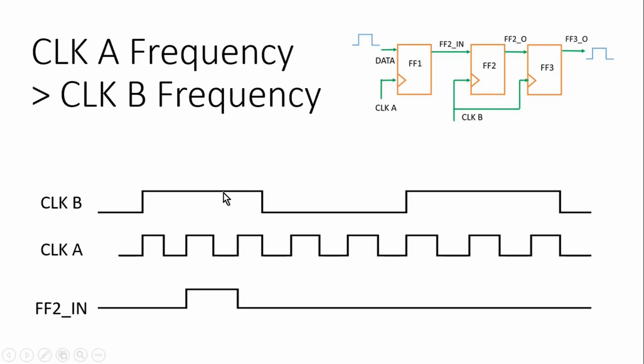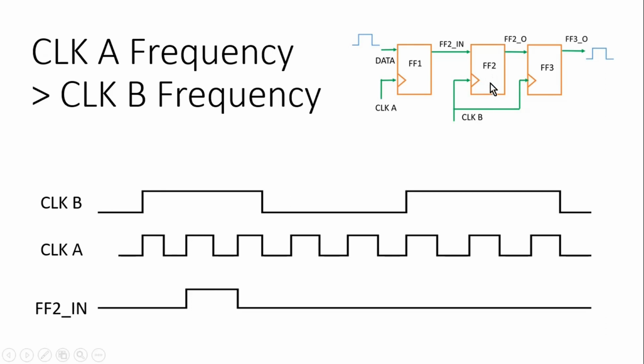Here I have drawn a timing diagram. This is clock B. Its frequency is very low with respect to clock A frequency. As we know, we are feeding this pulse to this data signal, which is input to flip-flop 1, and on the positive edge of this clock A we will get this pulse at the output of flip-flop 1, which is nothing but FF2_in. So here I am displaying this pulse. And now it is very clear that flip-flop 2 is working in clock domain B. And when this pulse appeared, there was no positive edge on clock B. So this pulse will be missed by flip-flop 2 to be sampled.